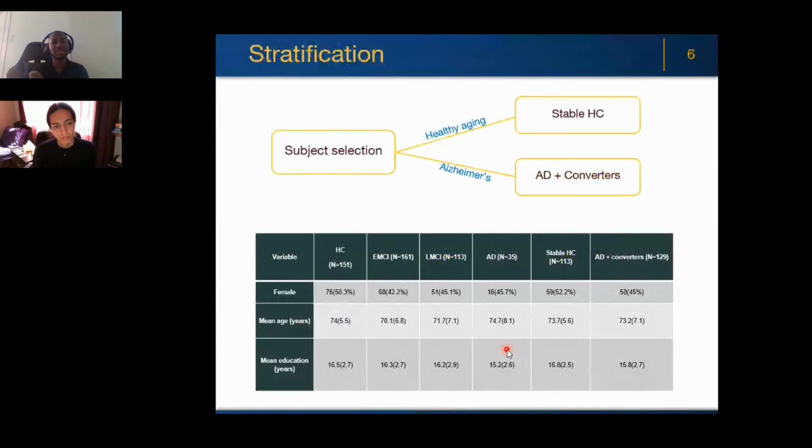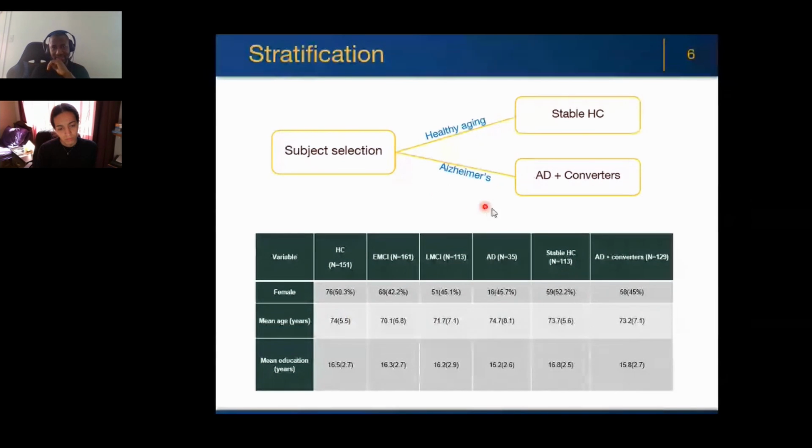So the next thing we did was to divide the subjects into two. We look at subjects that were diagnosed as healthy control at baseline, and these subjects did not convert to either MCI or Alzheimer's disease over a period of 8 years on average. So we use those subjects to model LV aging.